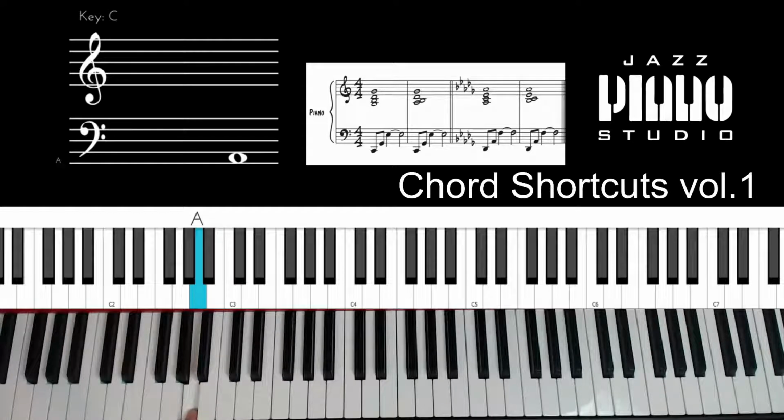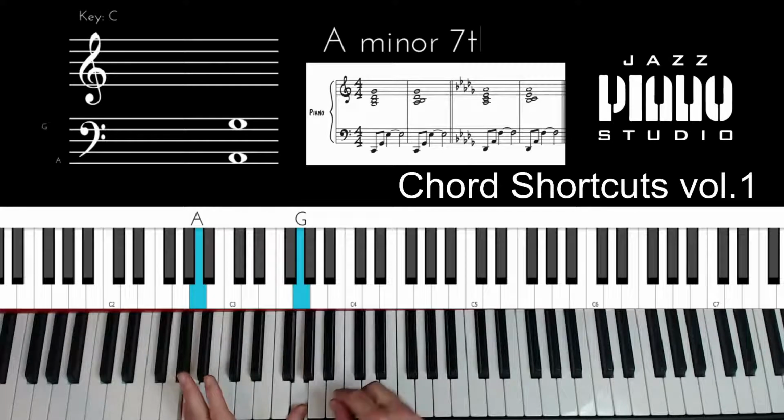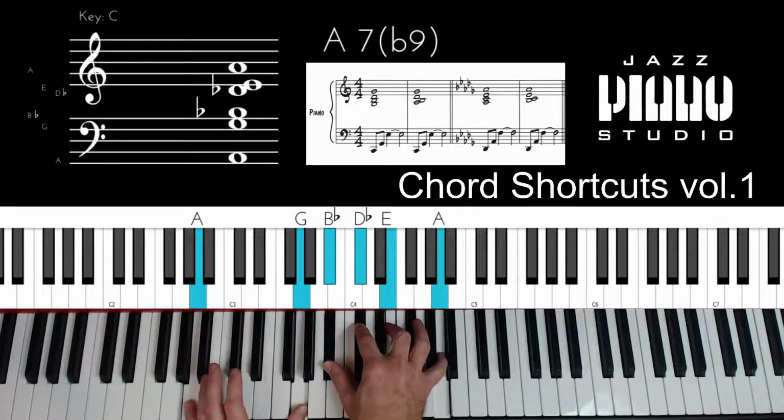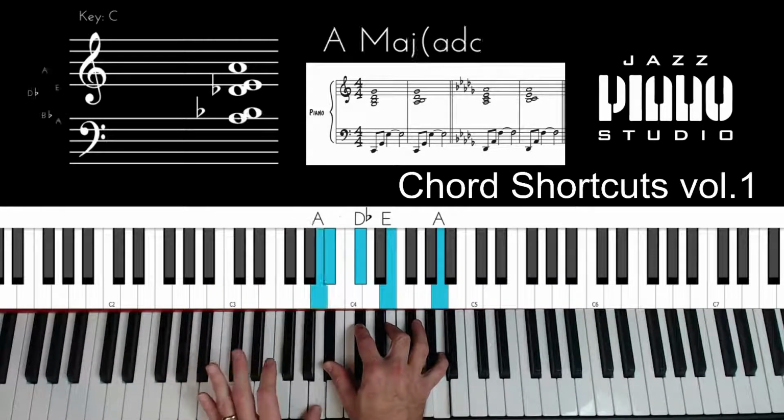Now this is a little bit of theory, but not much, I promise. So an A chord, all you have to think of is going up a half step in your right hand. So in my left hand, I'm going to do A and G, so the 1 and the flat 7. In my right hand, I'm going to do a B flat diminished chord. Now, I went up a whole step from the root.